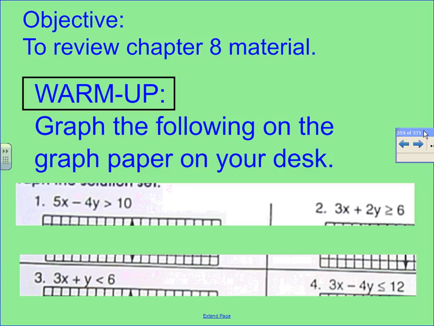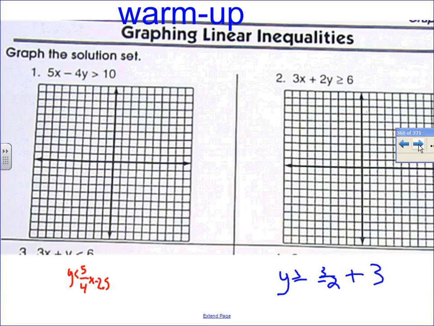So I want to start with going over the warm-up. You guys had 4 graphing inequality problems I had up here that you had to graph on the graph paper on your desk. So we're going to start with those. Okay. Number 1, the y equals form, Doug, should be what? Y is less than, you mean, right? 5 over 4x minus? Okay, 10 over 4 reduces to 5 over 2, which is 2.5. So I would change that to a decimal so it's easier to graph.